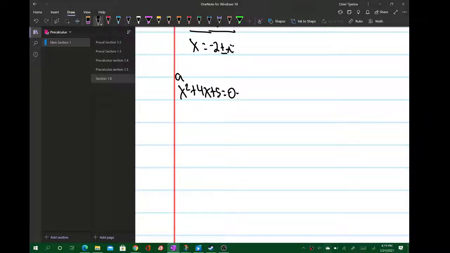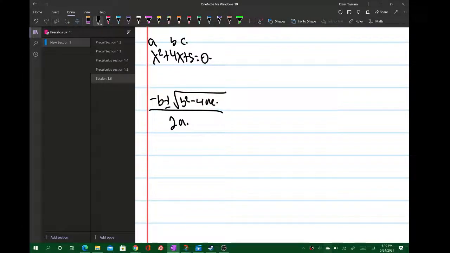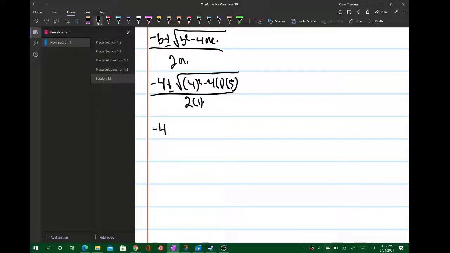So if I have a, b, and c, I can say negative b plus or minus the square root of b squared minus 4ac all over 2a. So then I have b is 4, so negative 4 plus or minus the square root of the quantity 4 squared minus 4 times 1 times 5 all over 2 times 1, right? Negative 4 plus or minus square root of 16 minus 20, right? Because 4 times 5 is 20, and we have a negative here, so it's negative 20 over 2.